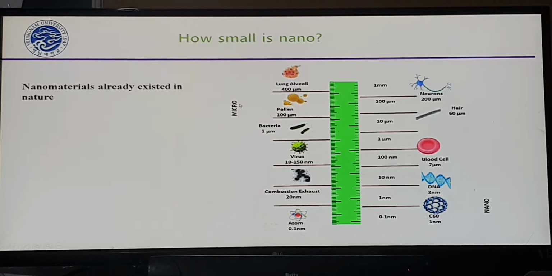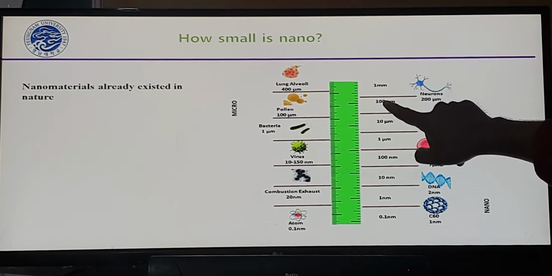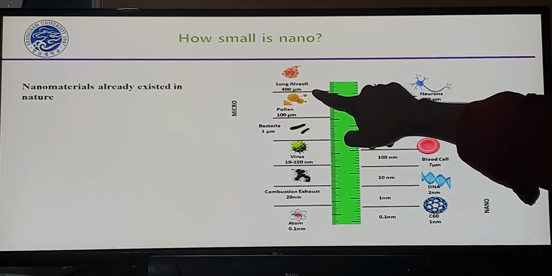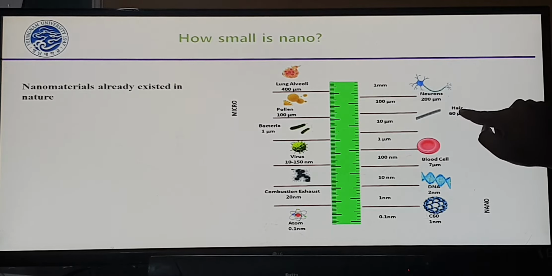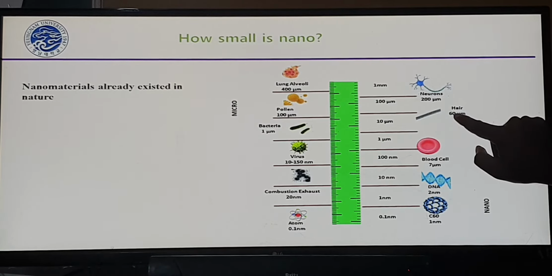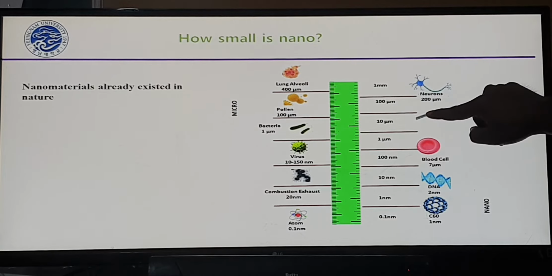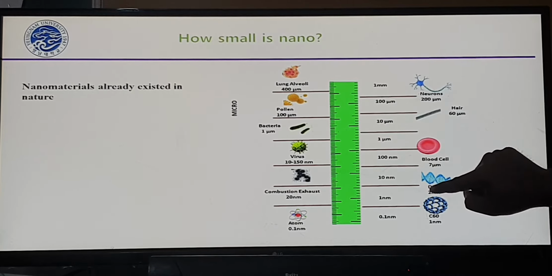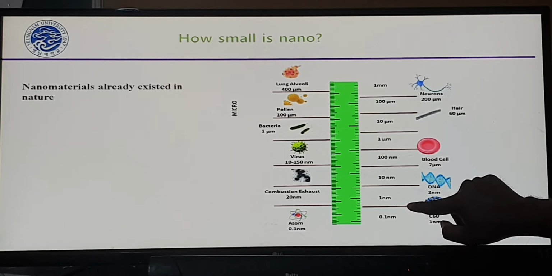Yeah, I think see this from 1 millimeter to 0.1 nanometer. If you see some of these bacteria or viruses, or our human hair, see this, our human hair is in terms of 10 micrometers. Our blood cell is about 100 nanometers. DNA is about 10 nanometers. And this is the buckyball carbon, which comes to 0.1 nanometers.